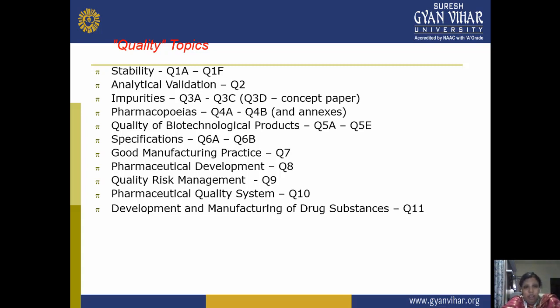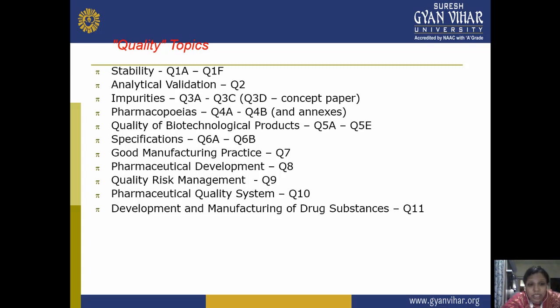So if you want to see the pharmacopoeia, you have to visit Q4A to Q4B. Now quality of biotechnological products are given in Q5A to Q5E. So if you are making a biotechnological product, and you want to know how we can test the quality of that product, what the basic requirements of those products are, you can go to the Q5A to Q5E subparts.